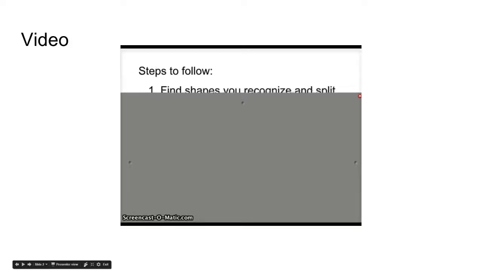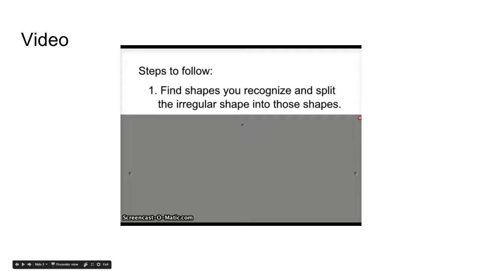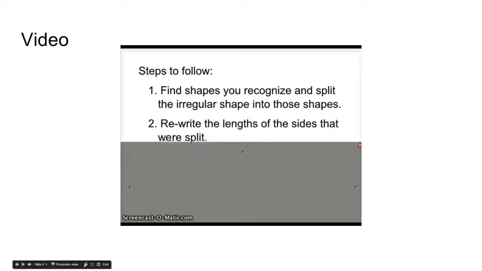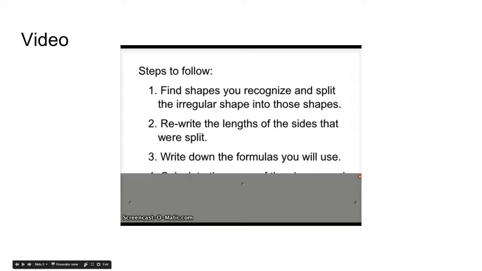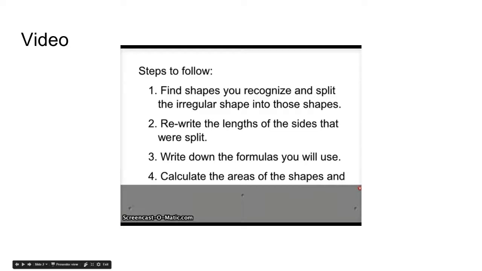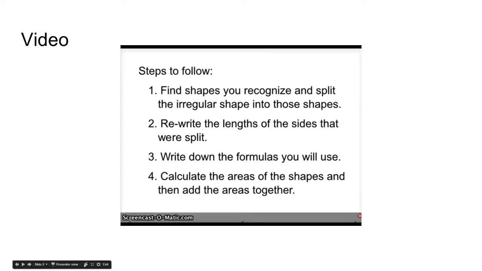Steps to follow. Sometimes these steps go out of order. Sometimes you skip some of these steps. These are just a rough idea about what kind of things you need to look for and do when you're solving for the area of an irregular shape. The first thing is that you need to find shapes you recognize and split the irregular shape into those shapes. The second thing is to rewrite the lengths of the sides that were split. Number 3 is write down the formulas you're going to use. And number 4, you're going to calculate the areas of the shapes. And then you're going to add all of those areas together.